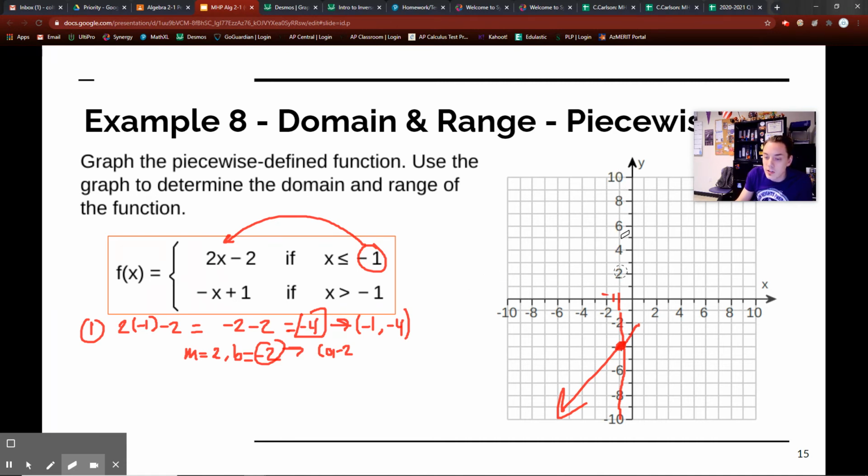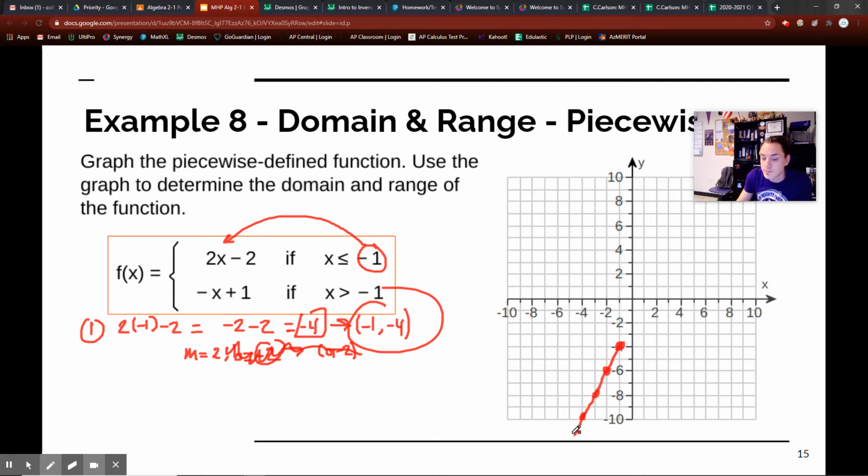So what will this look like actually? Let's erase all this jazz. And let's go back. This point is negative 1, negative 4. And we set it as a closed dot because it's equal to right here. It's less than negative 1, so we're going to build down with my slope. I don't care about my b value. With my slope. Boom, boom, all over right here. What does this look like? It looks like this. That's what my piece looks like.